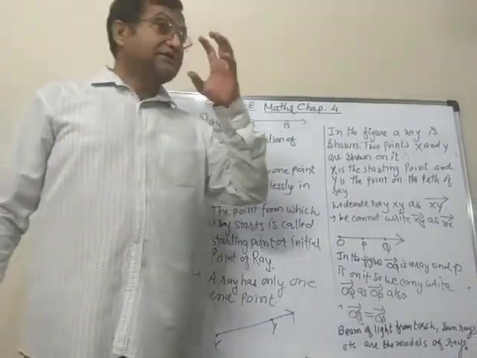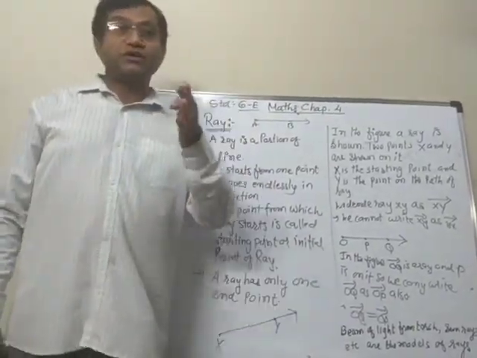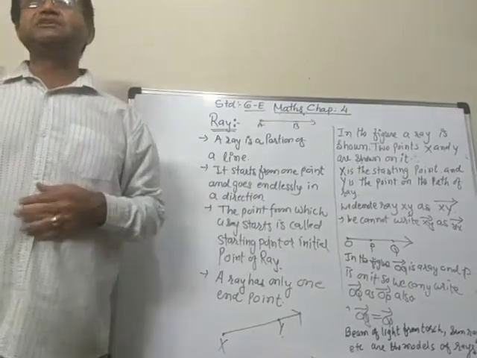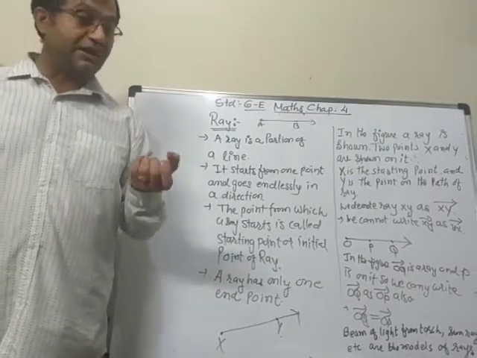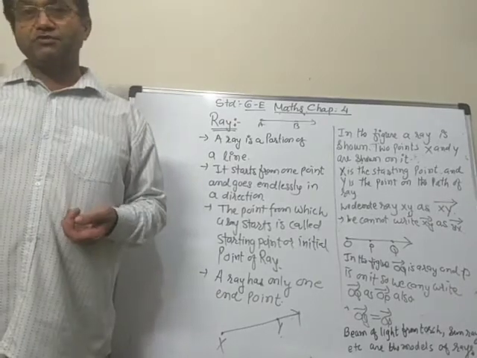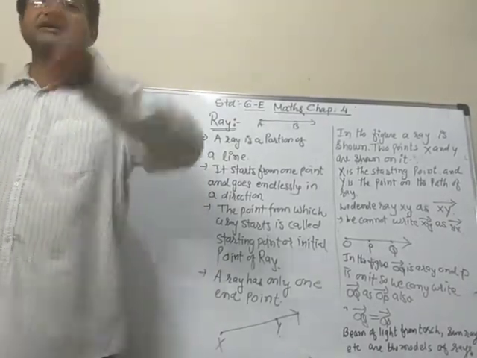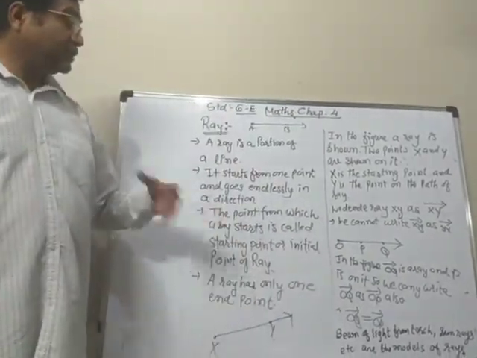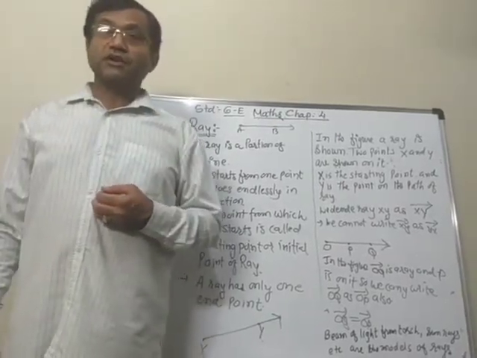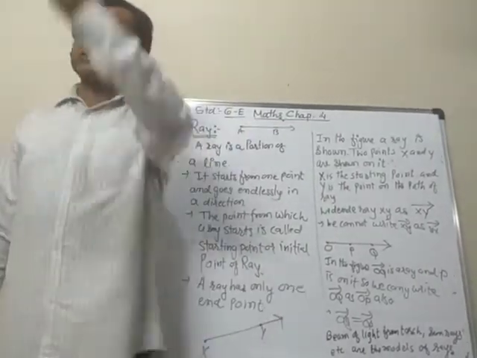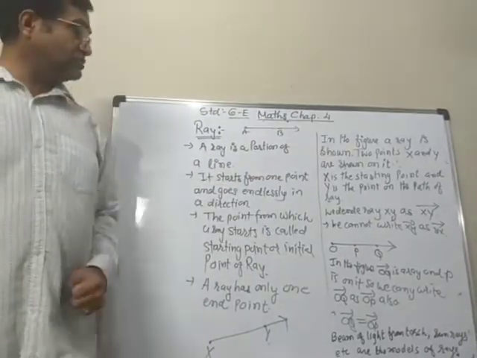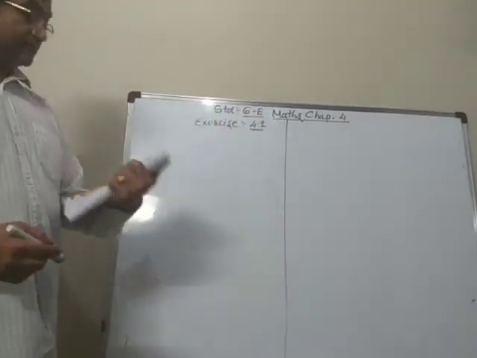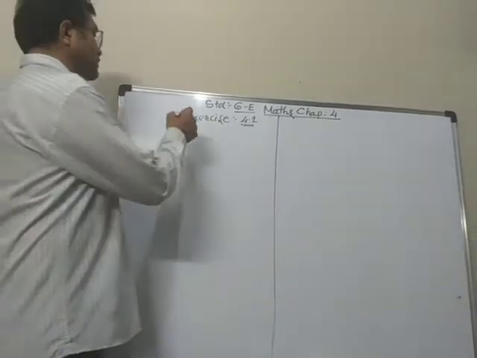Now, what are the models? If you see the searchlight, it is releasing rays. Similarly, if you switch on a torch bulb, rays also come out from the bulb, starting from the bulb and going endlessly. Similarly, you can see the sun's rays also. They start from the sun and go straight in only one direction. So those are the models of rays. Now up to this, we can start exercise 4.1.